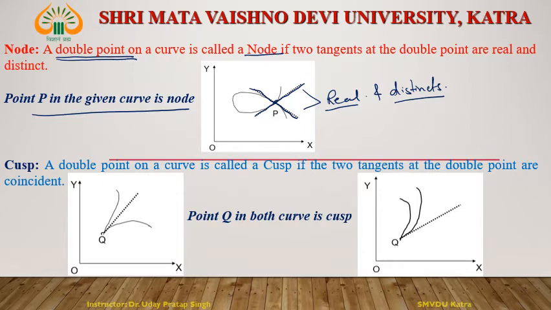See this Q in this diagram, this Q is a cusp, right? But what is a cusp? If at a point, say for example Q, two tangents pass, but they are not two separate tangents, they coincide with each other. Meaning one tangent is the other tangent, and both pass through the same point Q. Two tangents pass through Q and they coincide. Then this Q is known as a cusp.